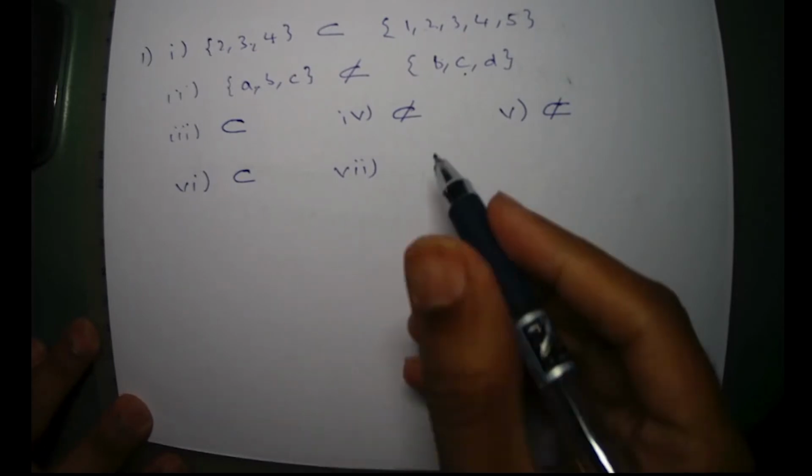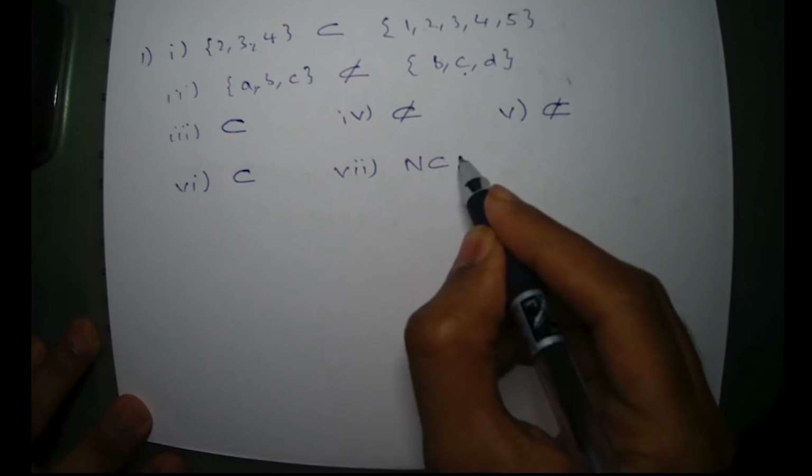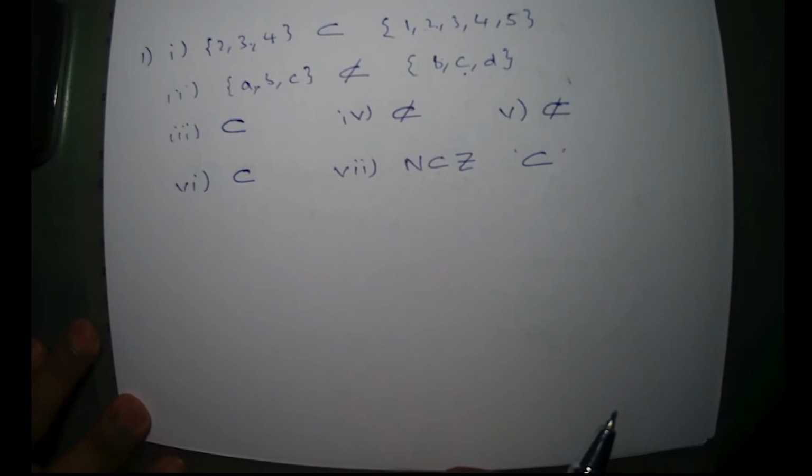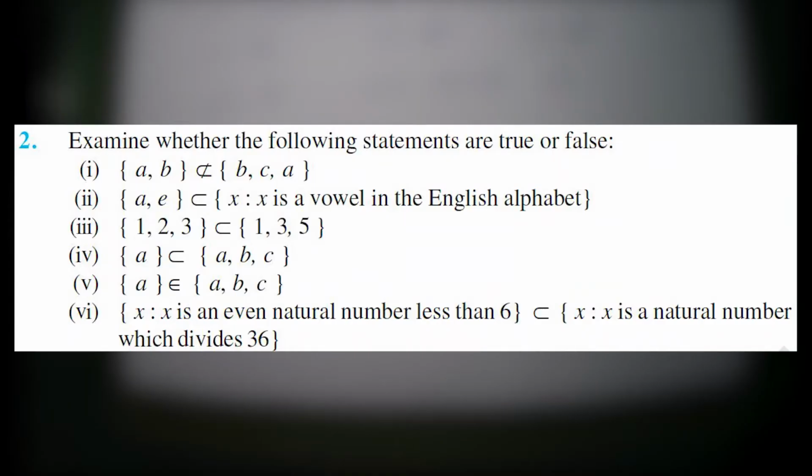And coming to the seventh question, X is an even natural number and X is an integer. We know that all natural numbers are a subset of integers Z. So we can say that the first set is a subset of the second set. Coming to the second question, examine whether the following statements are true or false. We have first set A, B, which is not a subset of the second set B, C and A. We see that A and B are a part of the second set, so it is a subset, so the statement is false.